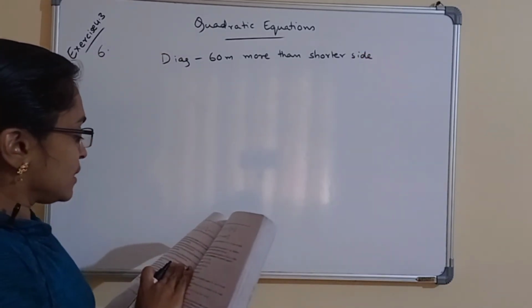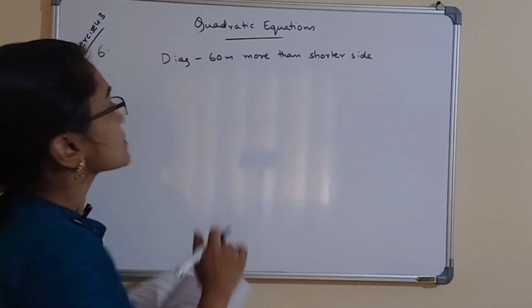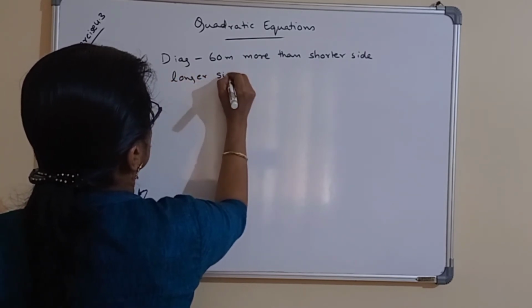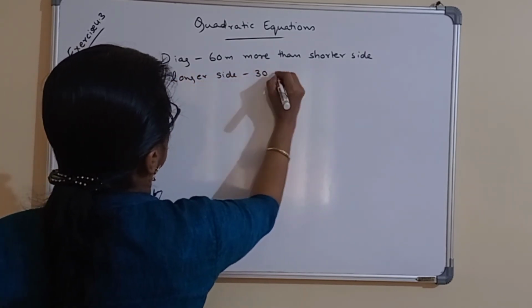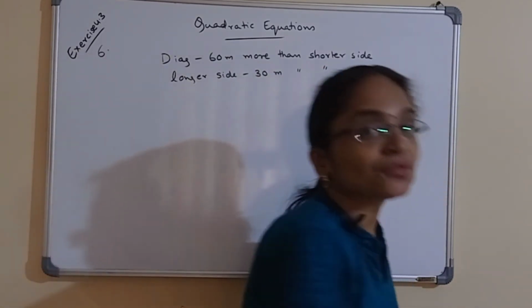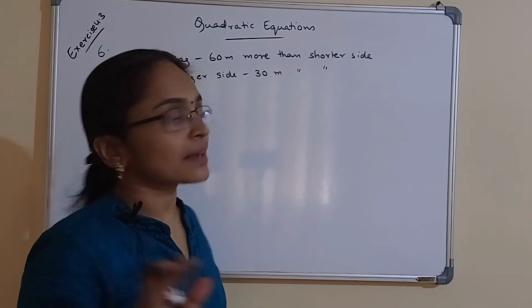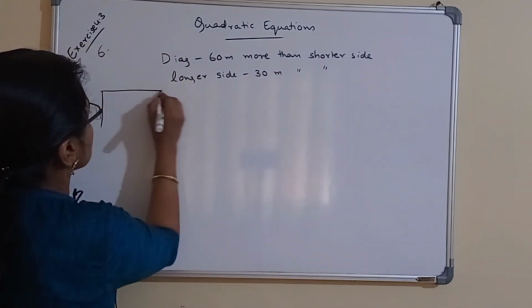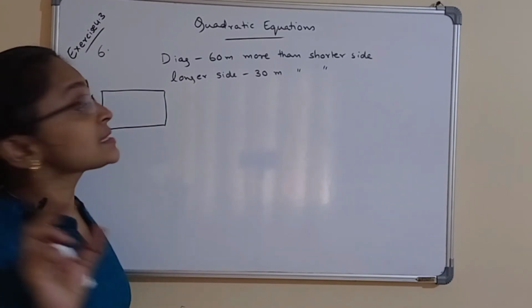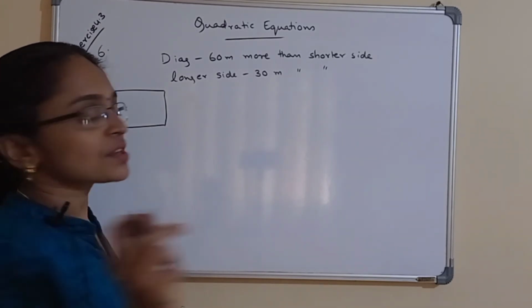The longer side is 30 meters more than the shorter side. So we have to find the sides of this rectangular field, given that the diagonal is 60 meters more than the shorter side.